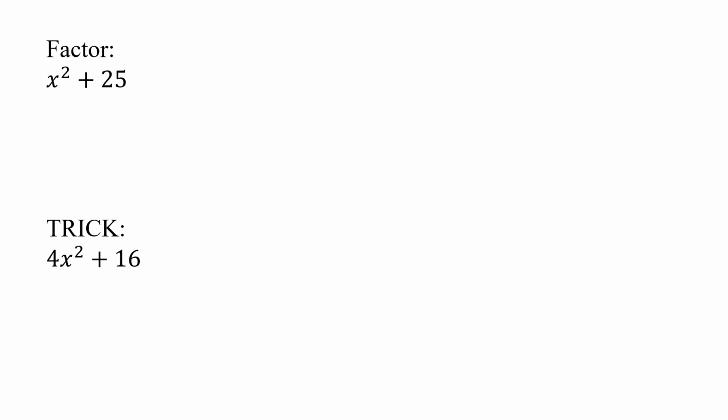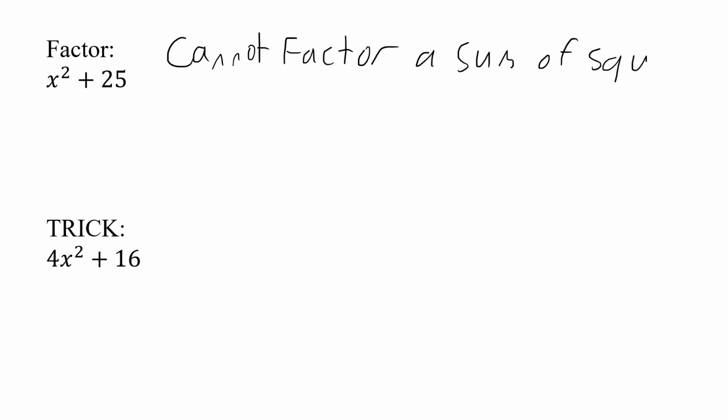All right. So this first one here is an example of something that you cannot factor. This is something that you need to remember. You cannot factor a sum of squares. As long as there's already no GCF in it, and there's no GCF between x squared and 25, as long as there's no GCF there, you cannot factor a sum of squares.